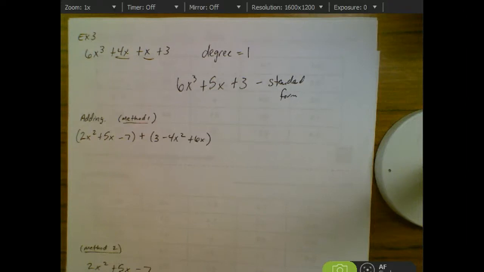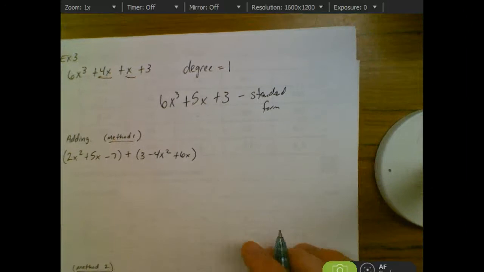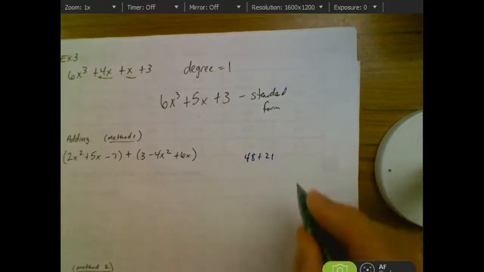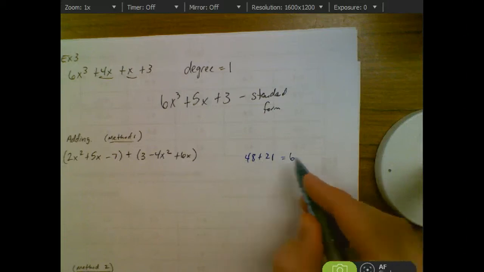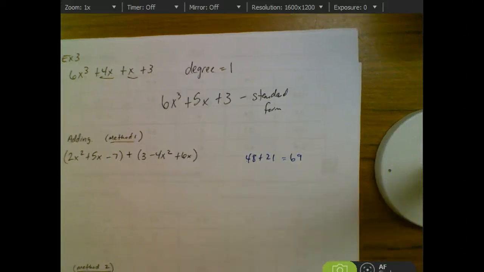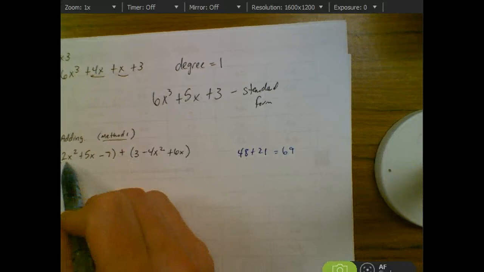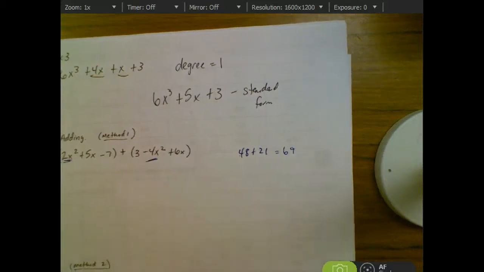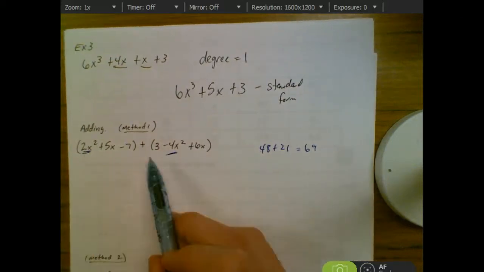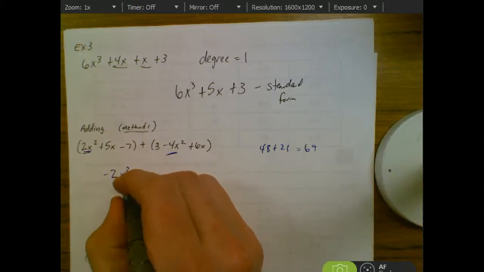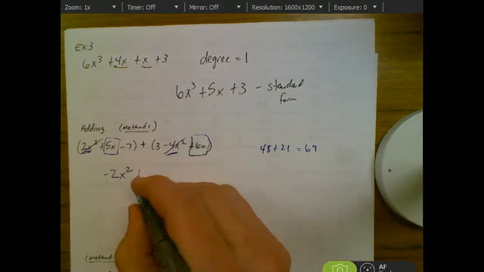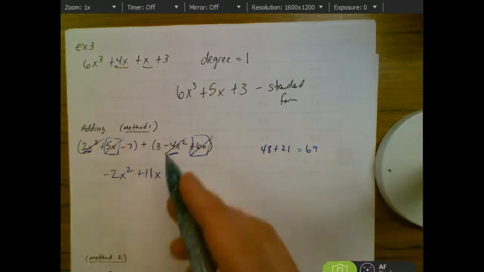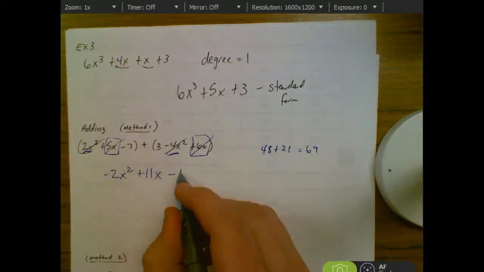Then let's get into adding and subtracting. Now, there's two different methods. We could think of it as 48 plus 21 and do 4 plus 2 is 6 and 8 plus 1 is 9. So when we add them together, we have an x squared and a 4x squared here. Put those together, 2 minus 4, negative 2x squared. Then we look at the x's, 5x and 6x plus 11x. And then we have a minus 7 plus 3 minus 4.